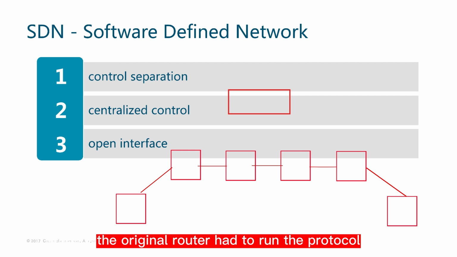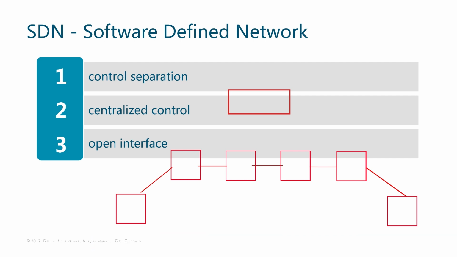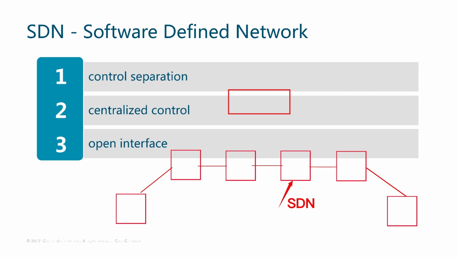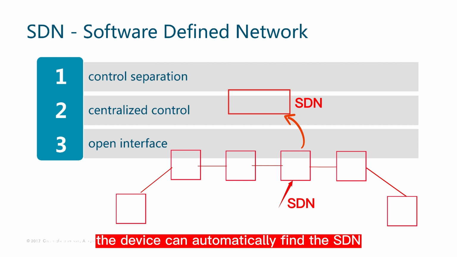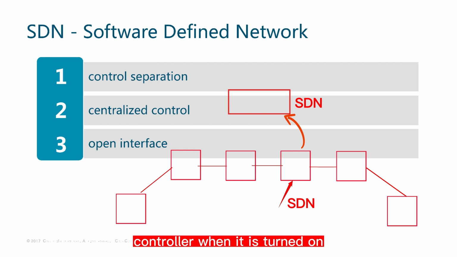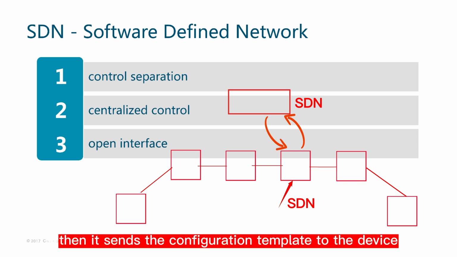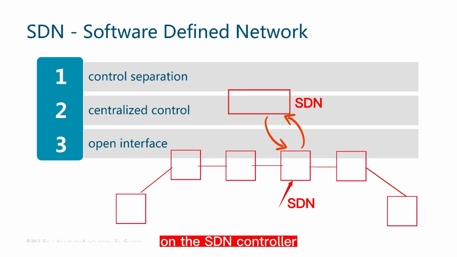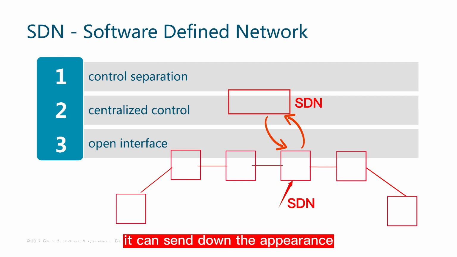The original router had to run the protocol. You have to configure the address yourself. Now, as long as these devices support SDN, they work with the SDN controller. The device can automatically find the SDN controller when it is turned on. Then it sends the configuration template to the device. The device does not need to be configured by itself. Do the corresponding configuration on the SDN controller, and it can send it down.